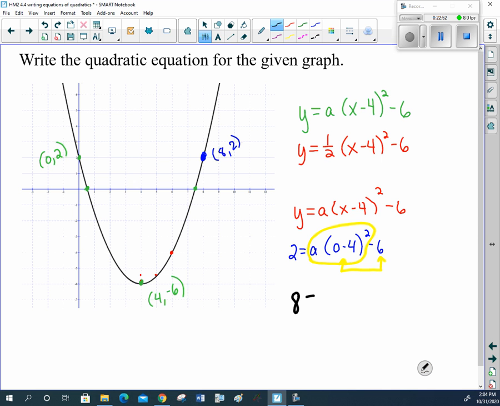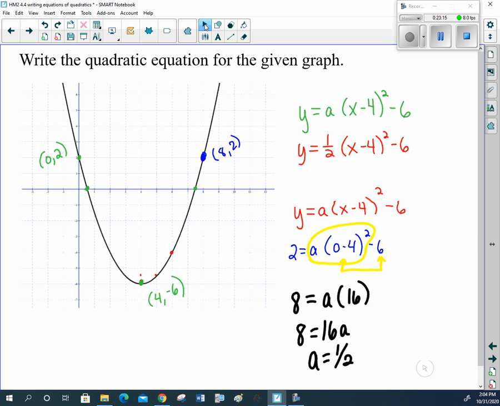So 8 equals a times 16. So that's 16a. So 8 equals 16a. Divide by 16. So a is 1/2. And you could still get the 1/2 like we had before. So that will still work. You can do it algebraically, or if you can count it out on your graph paper, that works also.